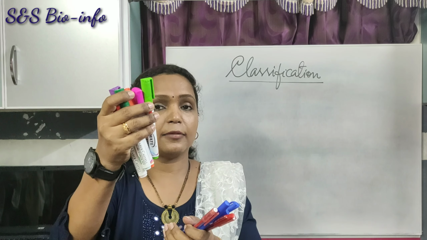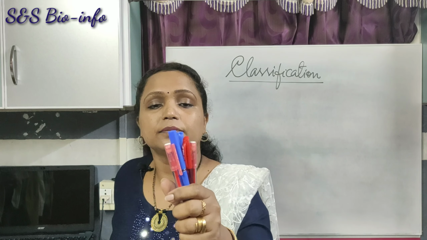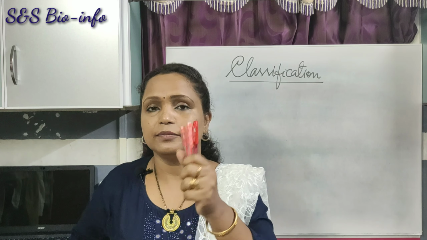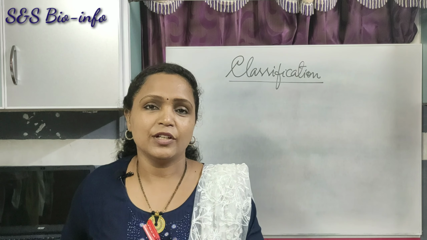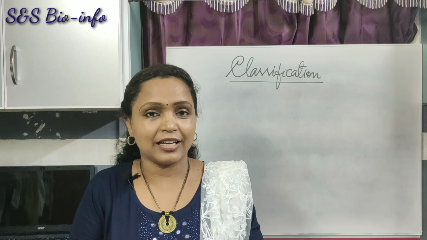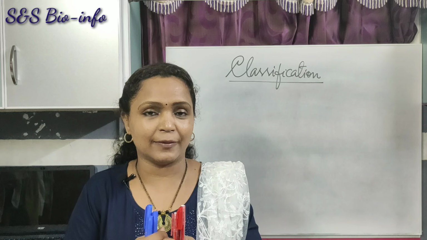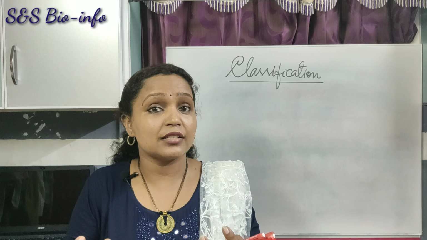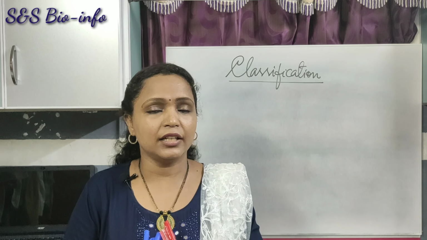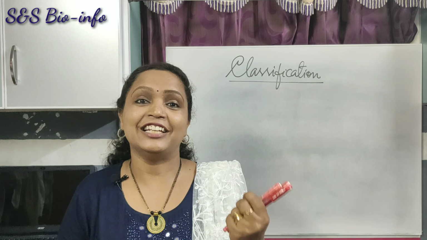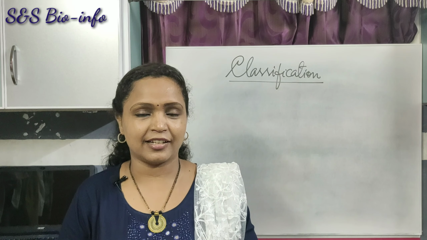All these are marker pens. These three are blue gel pens. These three are red gel pens. So this is the way we can group them according to the shape, color, size and utility. There are certain criteria for classifying things, both living things and non-living things. Here I am going to talk about the living things and their classification.